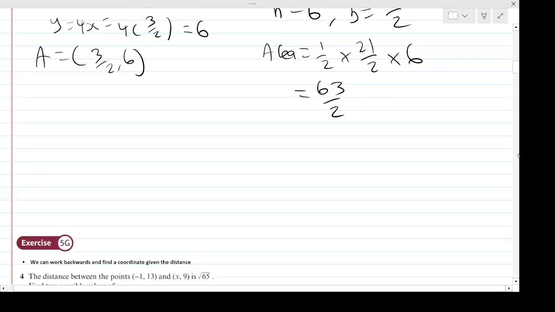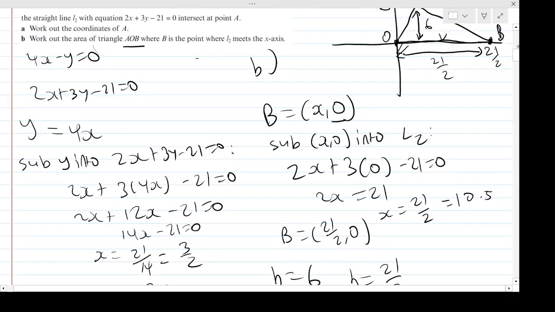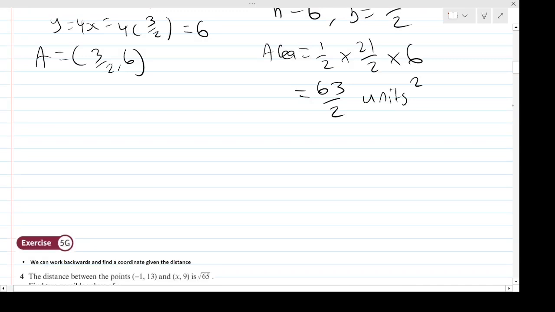You may wish to specify units squared, because that could be any measurement, so we just say units, and squared because we're dealing with an area. But that really doesn't matter. You won't be marked down for that unless it specifically says to give a unit. This is the numerical answer, 63 over 2. So that's the area.